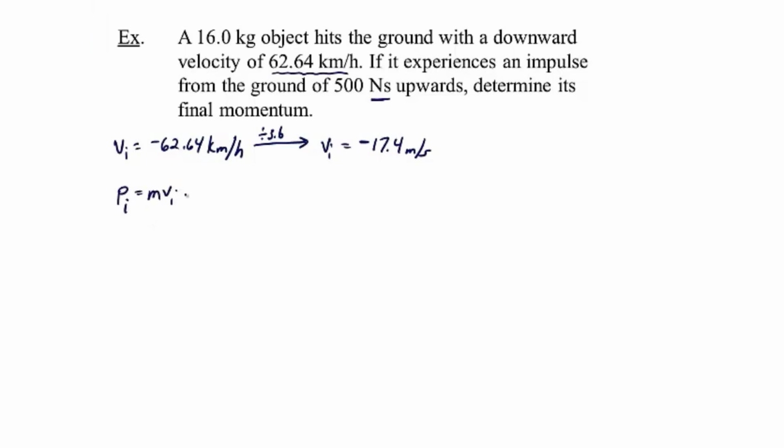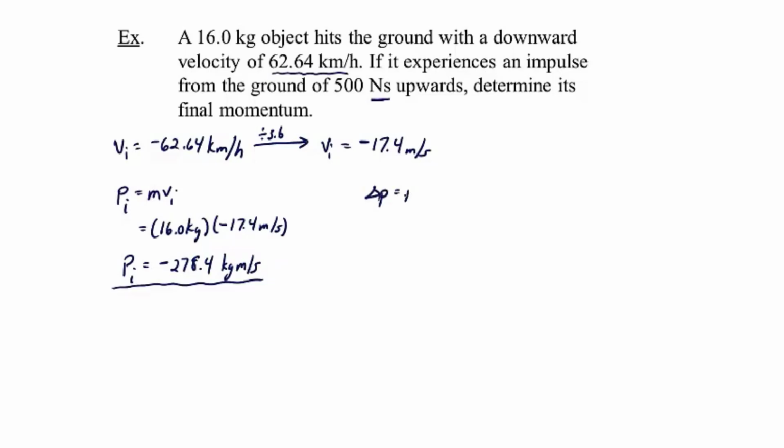Mass times initial velocity, mass 16.0 kilograms times negative 17.4 meters per second, down. And we get the initial momentum, negative 278.4 kilogram meters per second. Change in momentum is final momentum minus initial momentum.